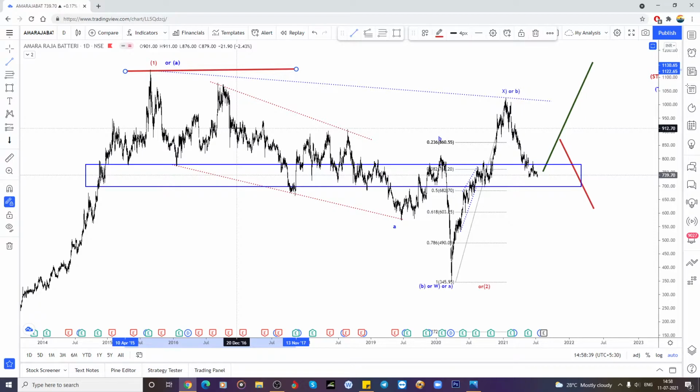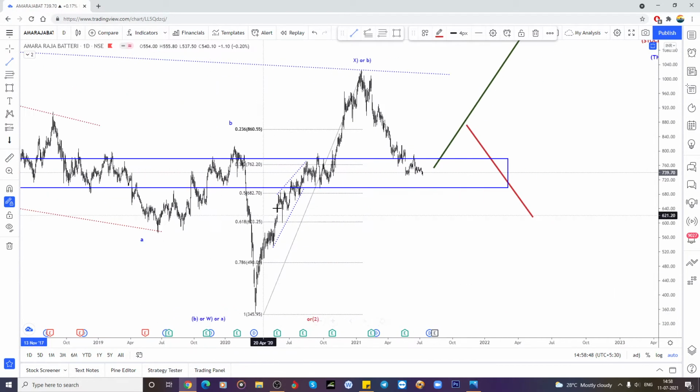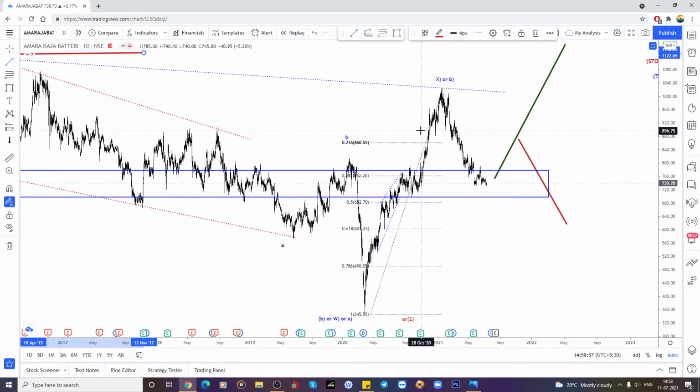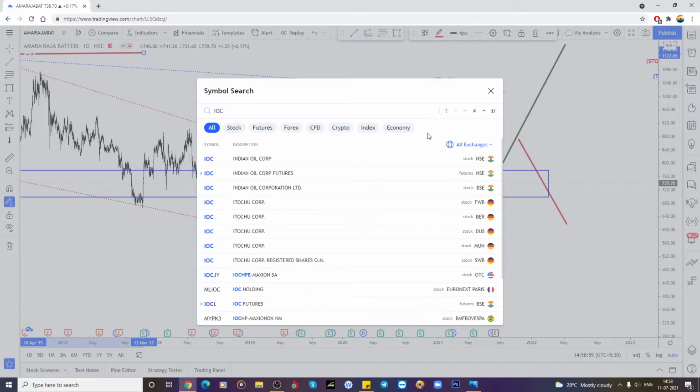Once again, but my first target is 860 to 900 here within this three-wave structure. So next is IOC.